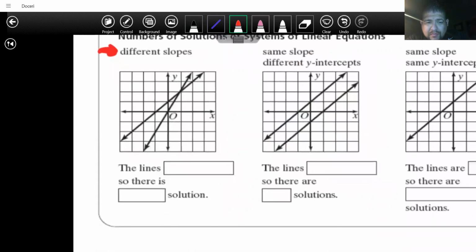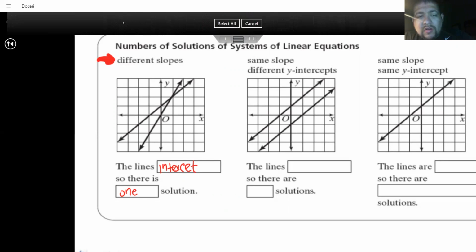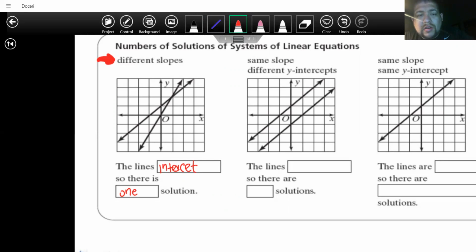So the lines intersect. There will be one solution. We want to be able to see that. Basically, our solution for this one is the one solution here, which happens to be (1, 2).